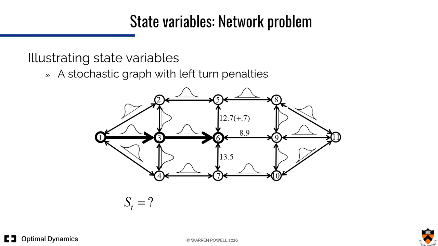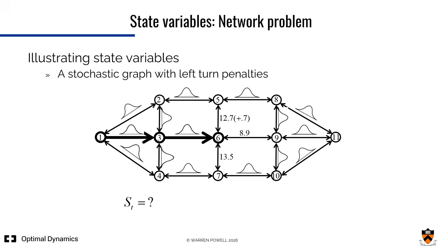Well, the problem is I have to know, am I making a left turn? And in order to know if I'm making a left turn, I have to know what node I'm coming from. So right now, in the past, I've said I'm at node 6. I didn't say where I was coming from. I mean, I showed it on the picture, but I didn't store it in my state variable.